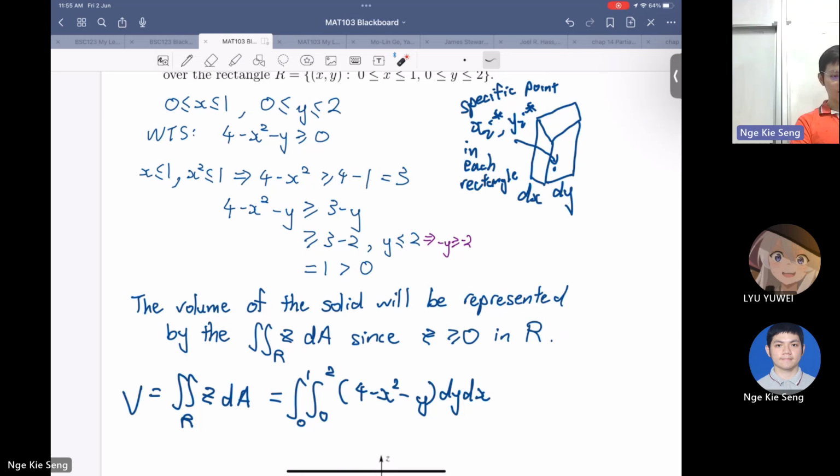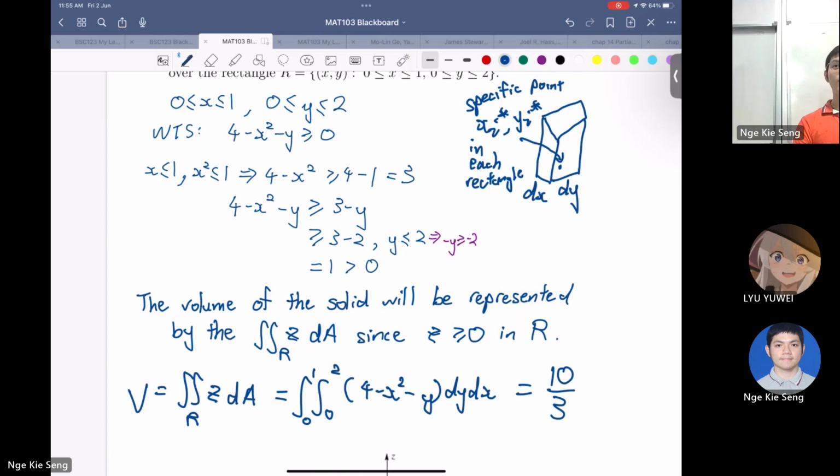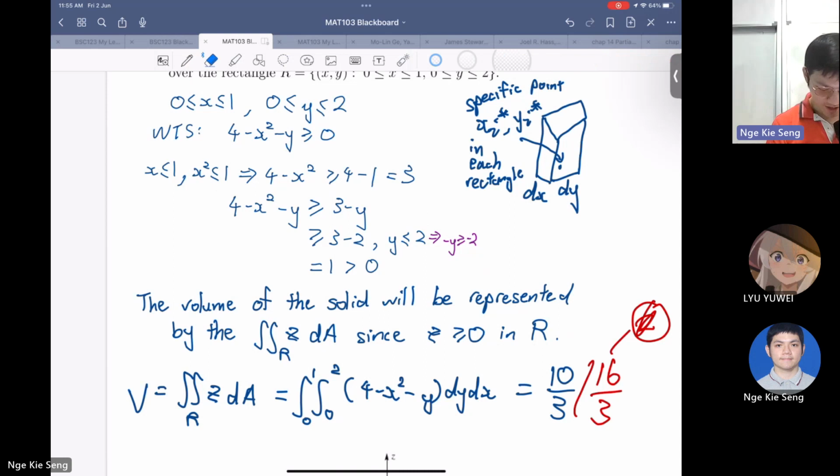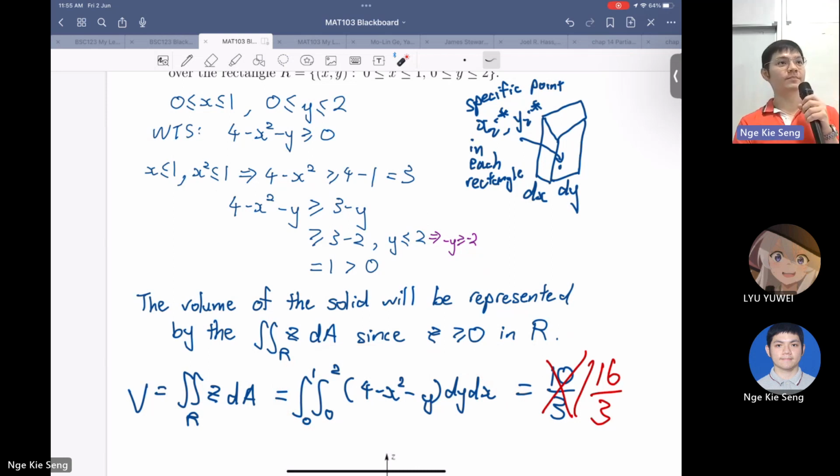So what's the integral here? Anyone got any value? 10 over 3. Okay, someone got 10 over 3. 16 over 3, you also get 16 over 3. I think 16 over 3 wins, because I also got 16 over 3. So you should get 16 over 3. Depending on which way you integrate, you can experiment and do the other way, and you should get the same answer.